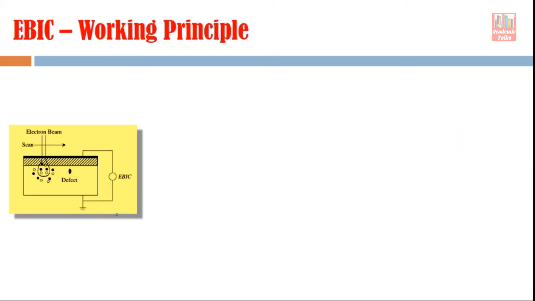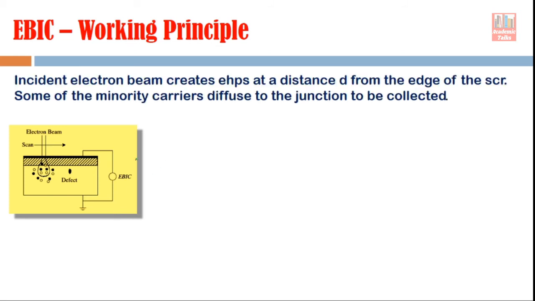Now let's see this concept in more detail. You already know that the incident electron beam creates electron hole pairs at a distance d from the edge of the space charge region, SCR. This is SCR, right? So the electron beam will produce electron hole pairs at a distance d from the edge of the SCR. This distance d has to be chosen in such a way that the electron hole pairs generated here are able to travel this distance d in order to reach the space charge region.